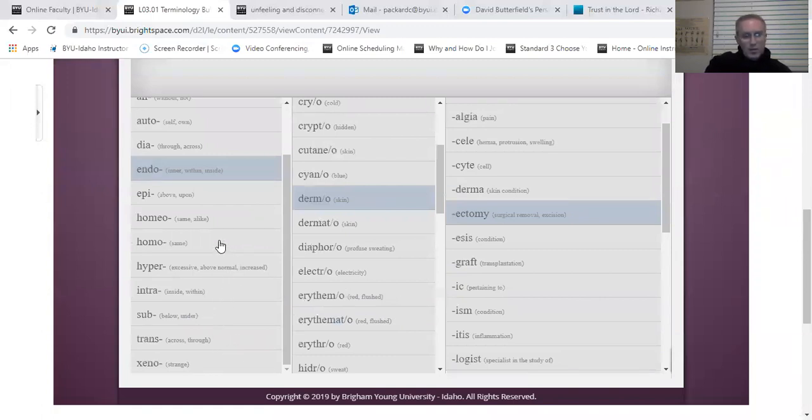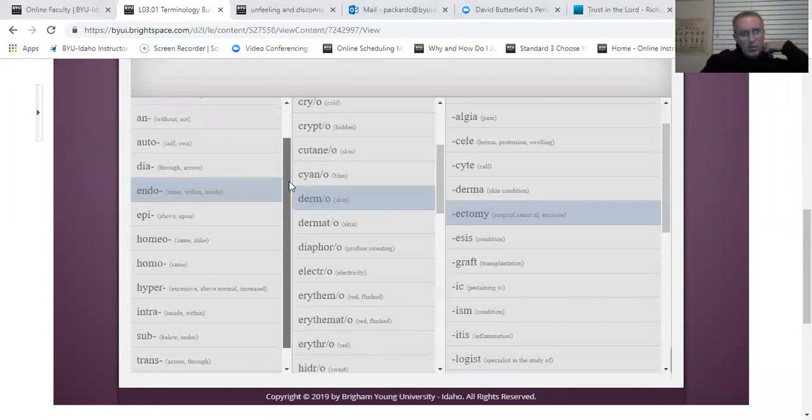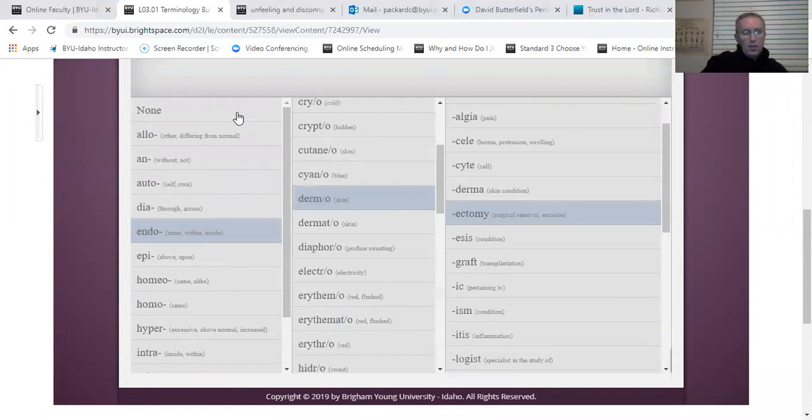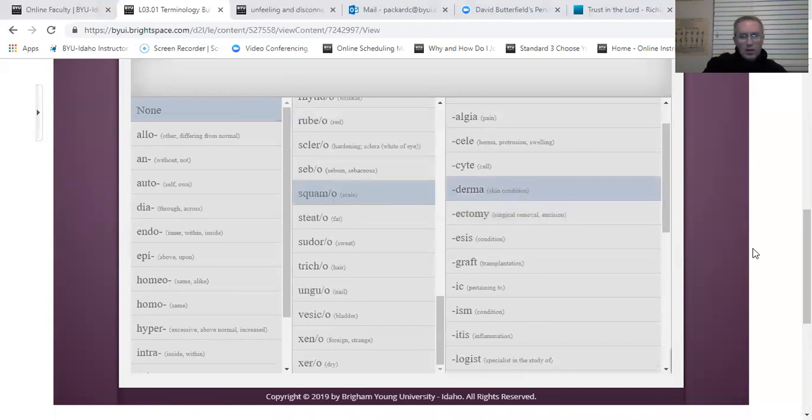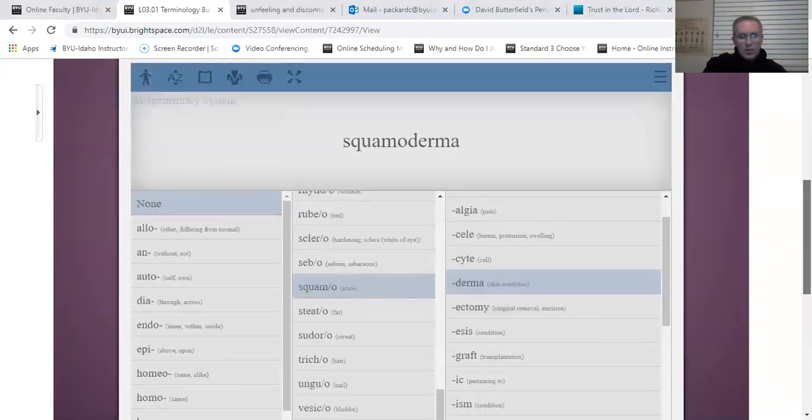Let's look at a combining form that we don't use a lot. One of those is squamo. Okay, this word is squamoderma, which basically means scaly skin.